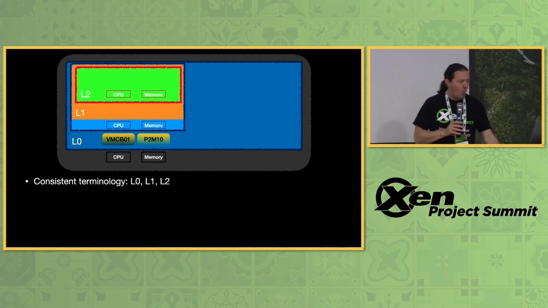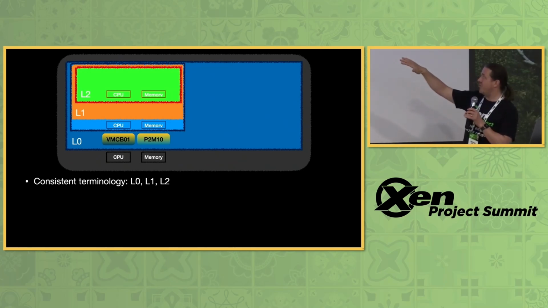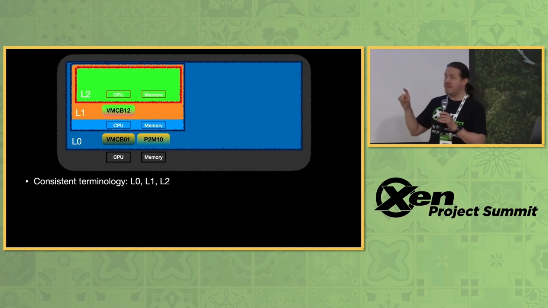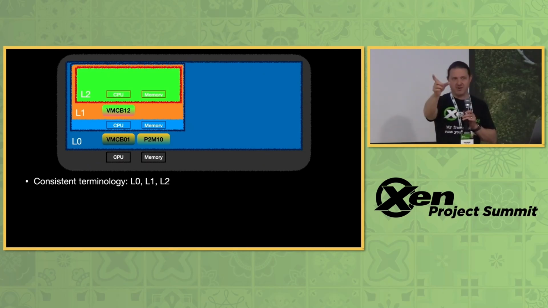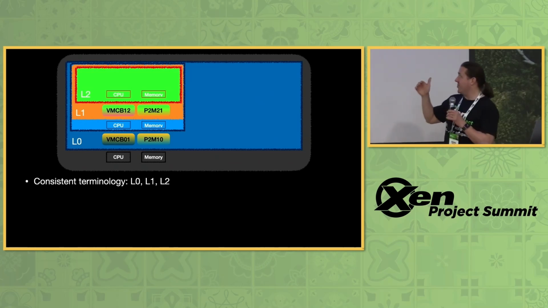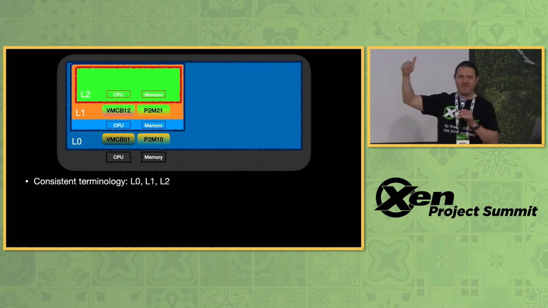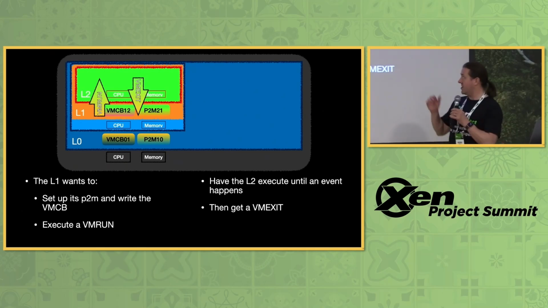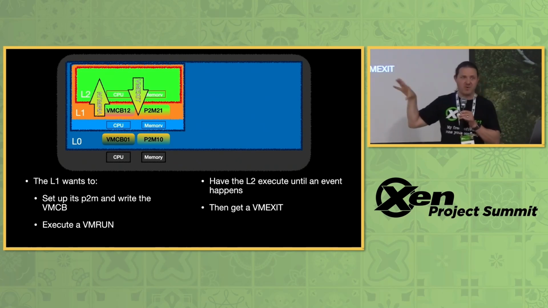Okay. Now, the L1 wants to be able to provide virtualized CPU and virtualized memory to the L2. So it's going to want to have its own VMCB. From the L0 perspective, we're going to call this the VMCB 12, the VMCB in the L1 for the L2 guest. Okay, and it's obviously going to need to provide L2 guest physical addresses. And so it's going to want a P to M that maps the L2 guest physical addresses to the L1 physical addresses. And what the L1 wants to happen, of course, is it wants to be able to execute a VM run, set up this stuff, execute a VM run, have the L2 run, and then get a VM exit. Okay, so that's what the L1 wants.